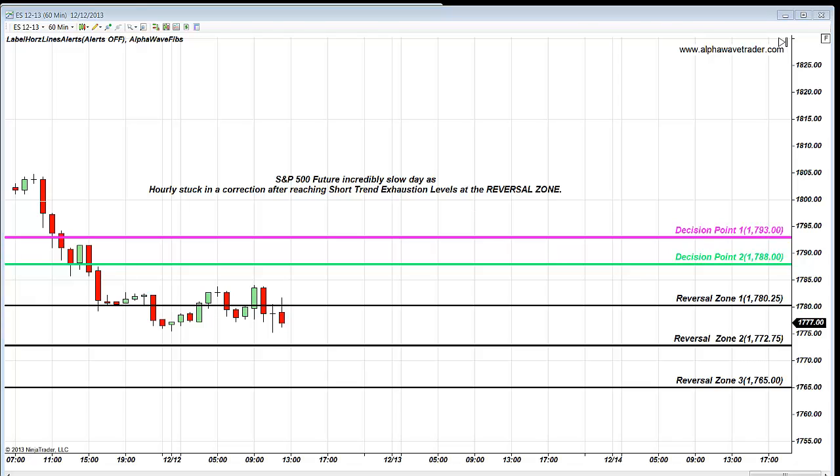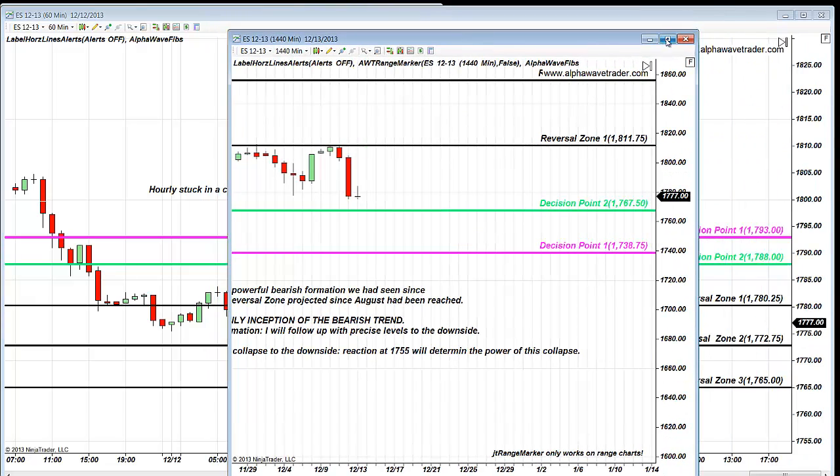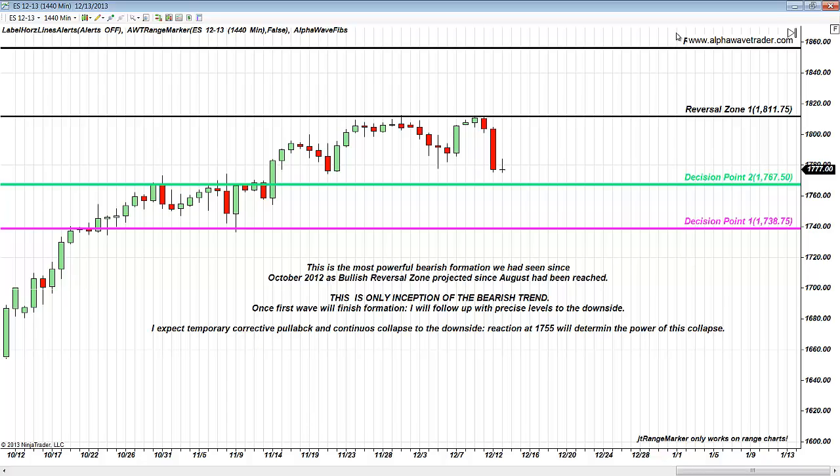On daily chart, this is the most powerful bearish structure we had seen since October 2012. I expect a temporary pullback at any moment, highly possible. If it's not going to happen by later today, it will happen tomorrow. But it's only a temporary pullback, as I expect price to collapse much further down. The response at 1755 will determine the power of this collapse, which could be quite significant, continue all the way to 1700 and 1600 area.